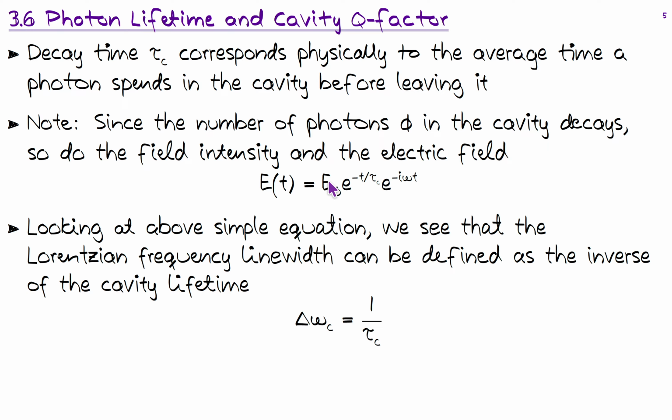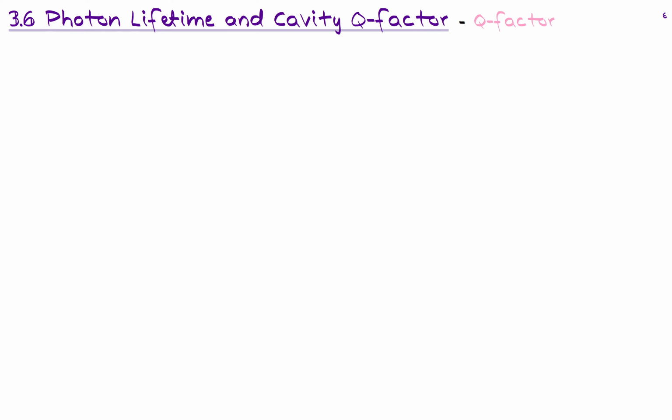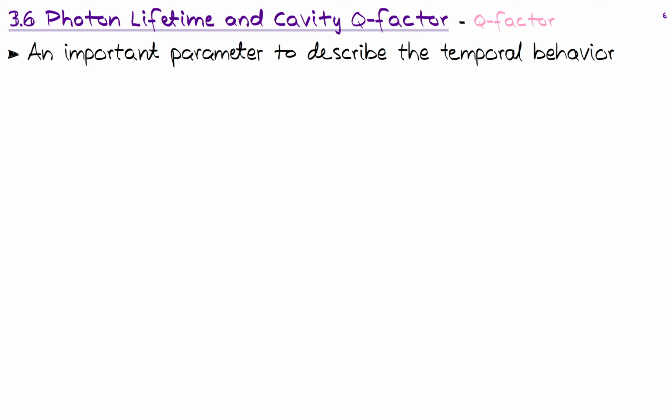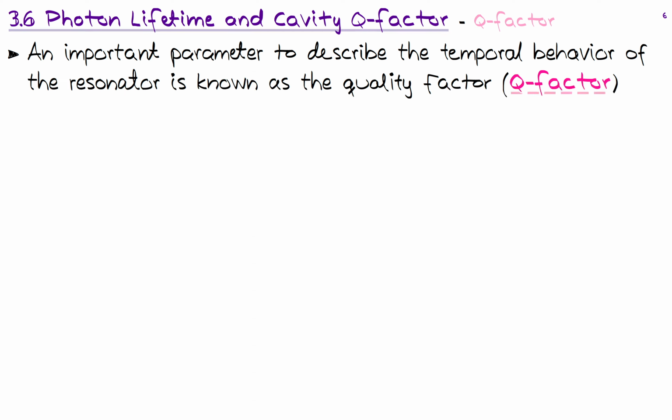We take a Fourier transform of this, and we can then describe how the field looks in the frequency spectrum, and from there we can calculate that the line width actually depends on the tau c parameter. Now we can use this to define a new parameter, the Q factor, and that's an important parameter for a cavity or a resonator. Essentially, a very important parameter to describe the temporal behavior of a resonator is known as the quality factor, usually abbreviated as the Q factor.